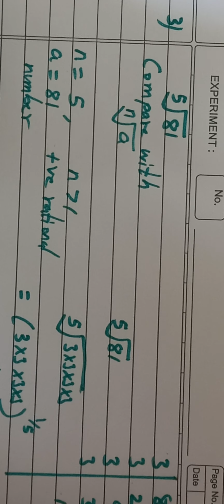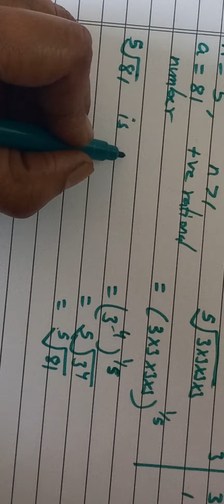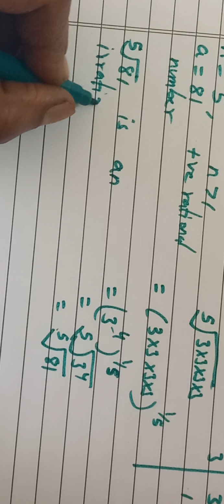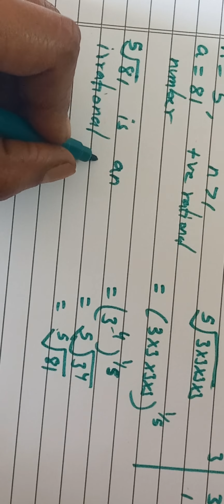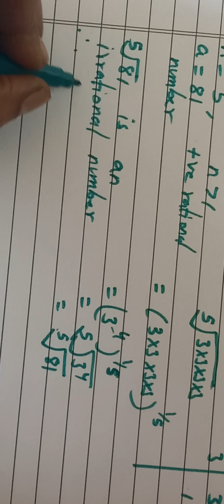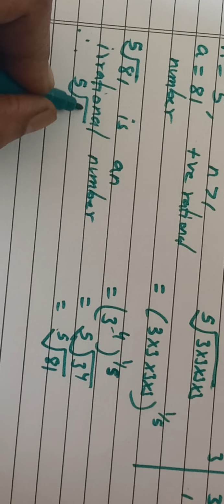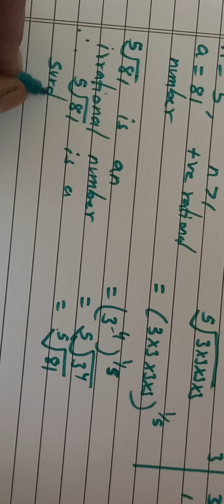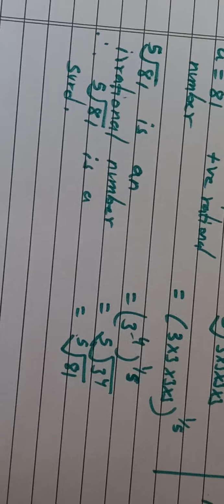So we can say fifth root of 81 is an irrational number, and a surd is an irrational number. Therefore, fifth root of 81 is a surd. This is the way it has to be done.